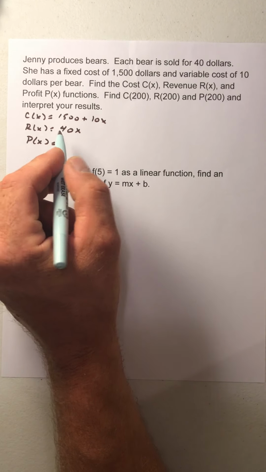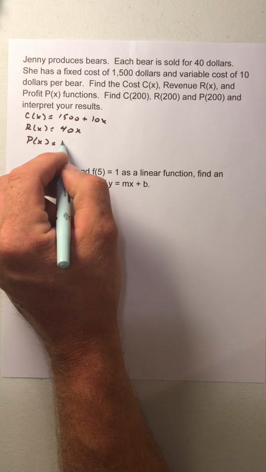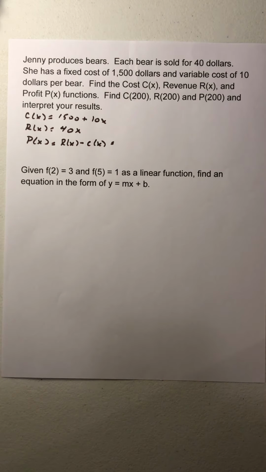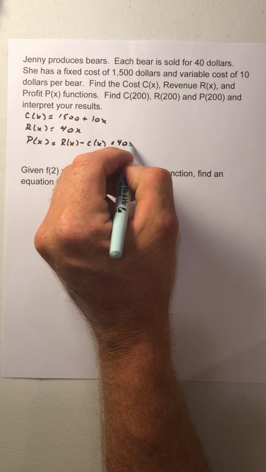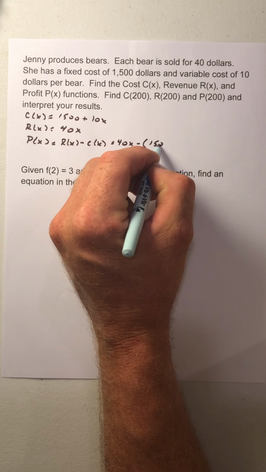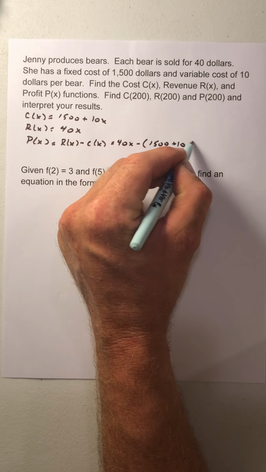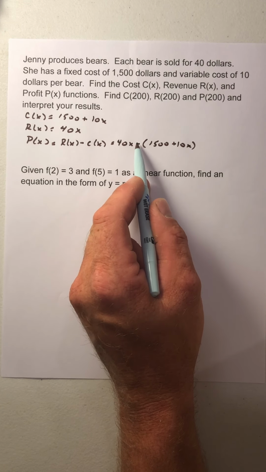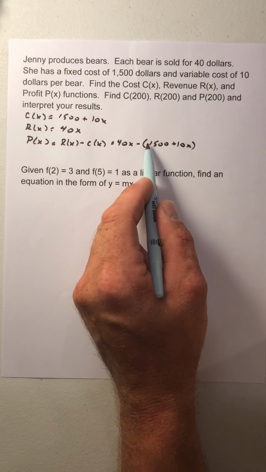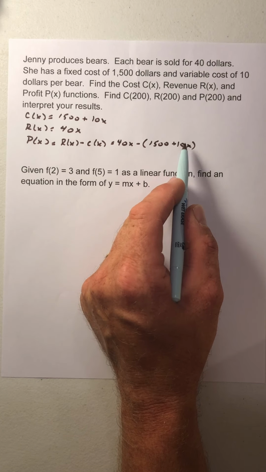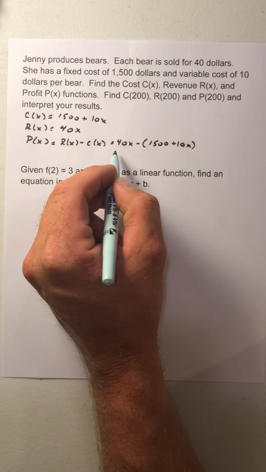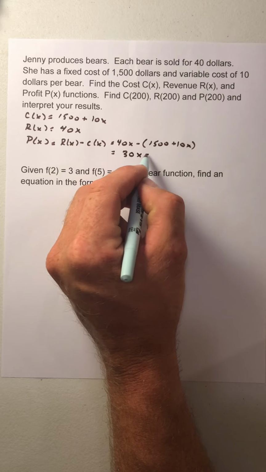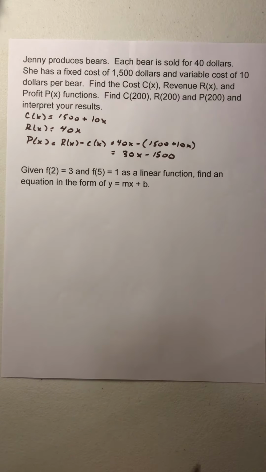The P of X is going to ask us to take the revenue minus the cost. So I'm going to go ahead and write revenue minus cost. Not that you have to, but it kind of reminds us of what we're looking for. Here we're taking 40x minus. The biggest thing you got to remember is to put this in parentheses, because we're going to subtract off 1,500 and subtract off 10x. A lot of people like to put the minus sign, not put the parentheses. So they put minus 1,500 plus 10x, and they actually get an incorrect answer. We should get 40x minus 10x, or 30x minus 1,500 for our profit function.